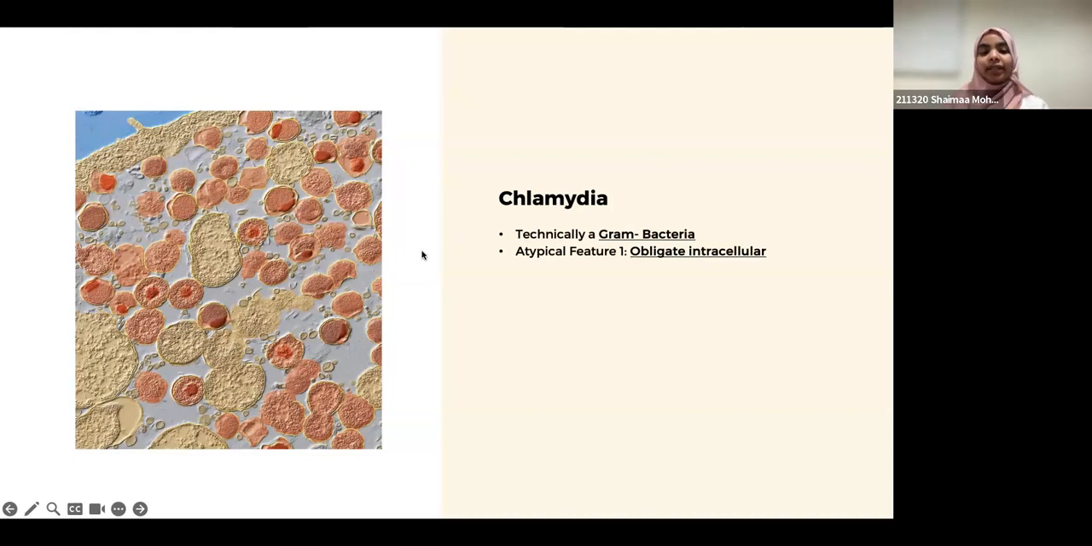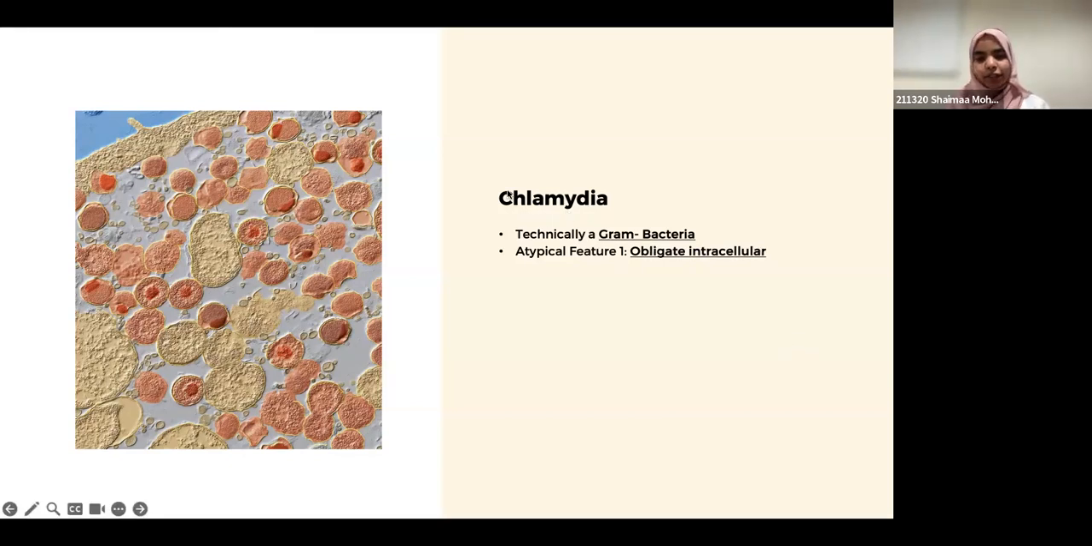That's why chlamydia used to be thought of as a virus. People used to think that chlamydia was a virus until they discovered that it was a bacteria, because it couldn't live outside a host cell. It was difficult to culture because it needs a host cell. So chlamydia is an obligate intracellular.